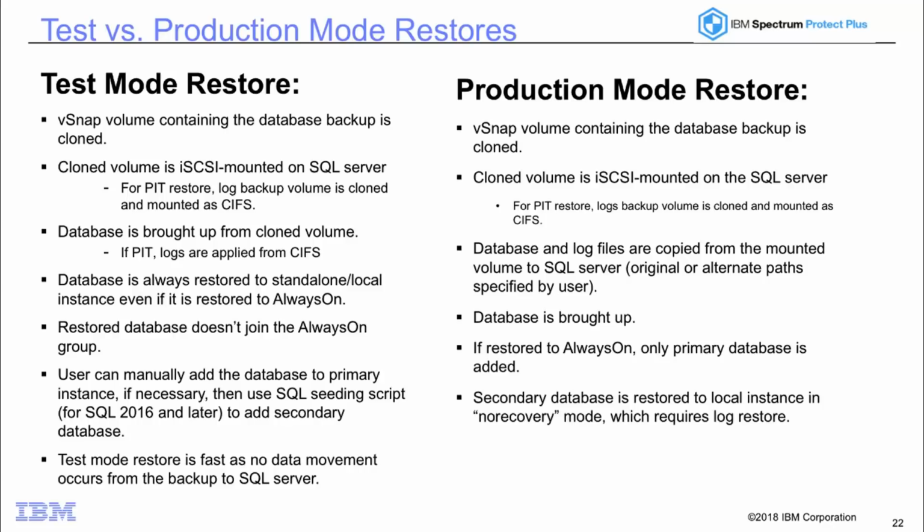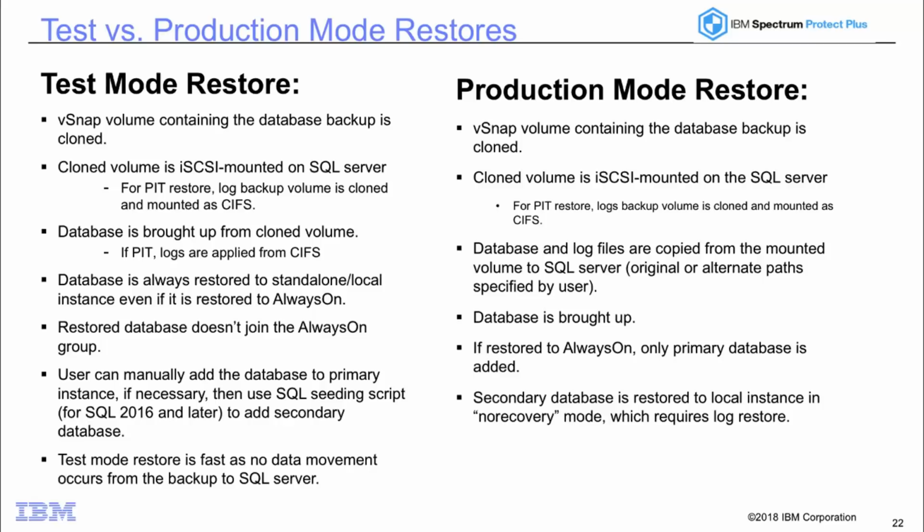With a production mode restore, however, the vSnap volume containing the database backup is going to be cloned. The cloned volume is iSCSI mounted to the SQL Server, and then the database and log files are going to be copied from the mounted volume to the SQL Server virtual machine or physical machine.